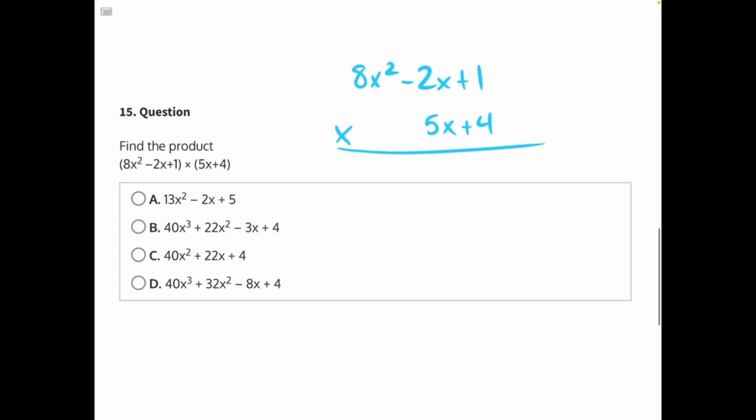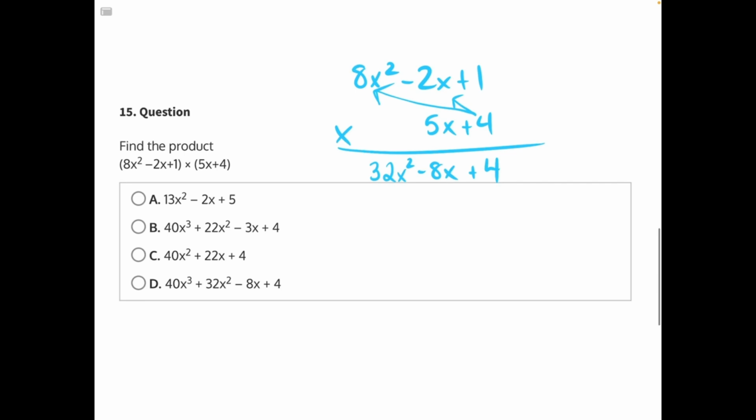So we start with one digit, we start with 4, and we multiply to all of the values up on top. So we've got 4 times 1 will give us 4, and it's positive. Then we have 4 times negative 2x, which would give us negative 8x. Then we have 4 times 8x squared, which would give us 32x squared.